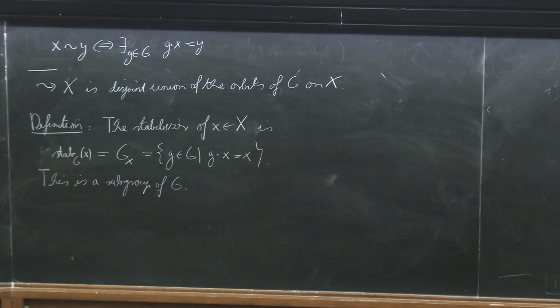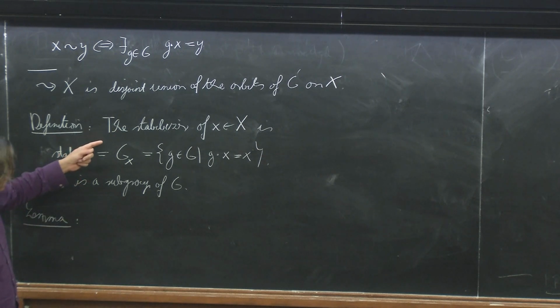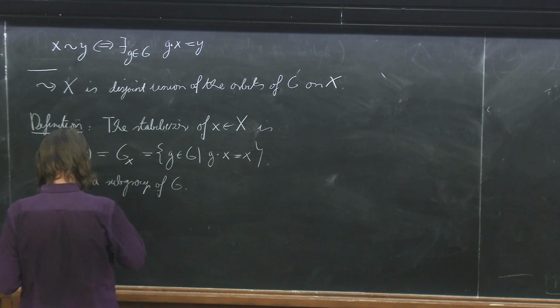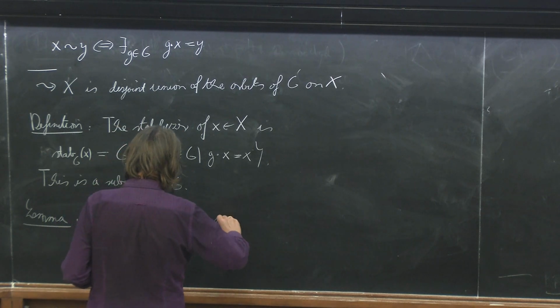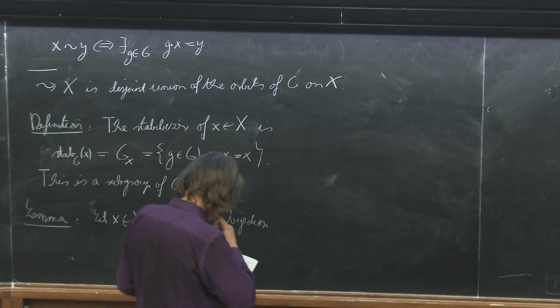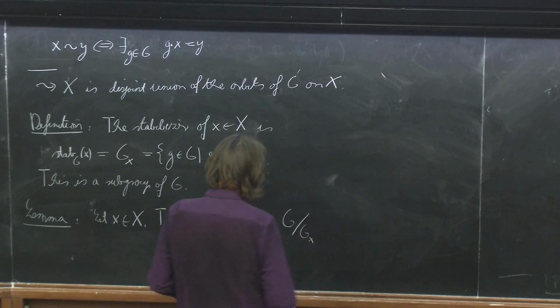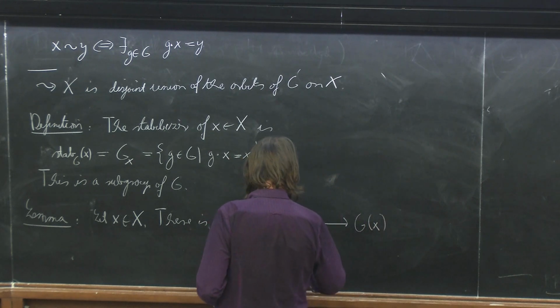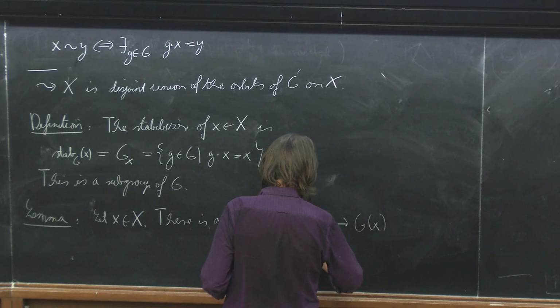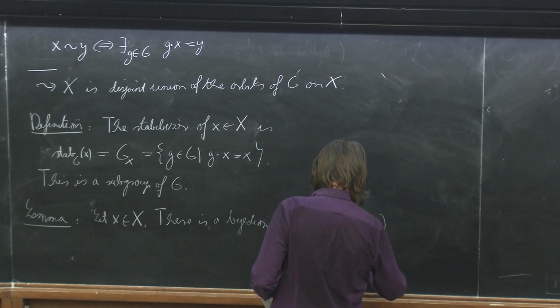And we have this very simple lemma, which is more a triviality, which is that the orbit Gx, G of X, is in bijection to the cosets of G modulo Gx. So there's a bijection, so let x in X. There is a bijection from G modulo the stabilizer to the orbit of x, sending, say, the coset of an element g to just g times x. So the obvious thing.